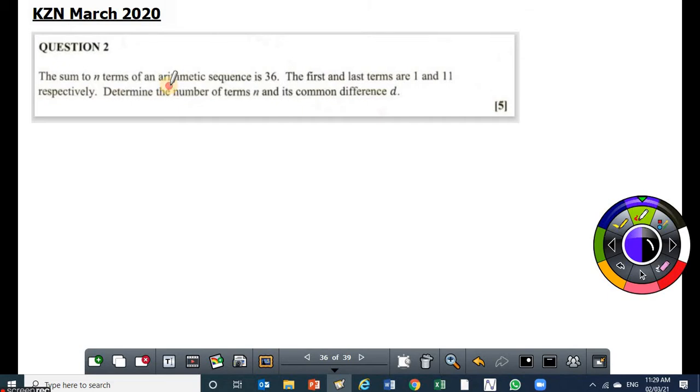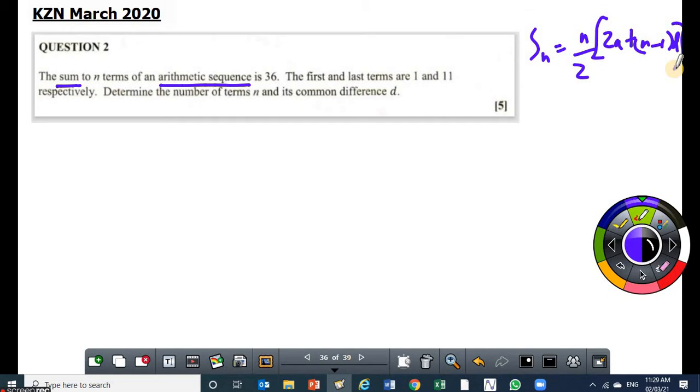This is very important. The sum of an arithmetic sequence is 36. Now, straight away, what must come into your mind is the Sn formula. Sn equals n over 2 times 2a plus n minus 1 times d, because we are talking about an arithmetic series. The sum is the sum to n terms of an arithmetic sequence.